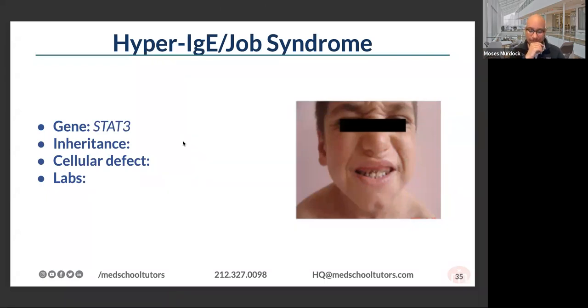And what about the inheritance? Is it X-linked? Is it autosomal dominant? Is it autosomal recessive? So it's autosomal dominant. And then what is the cellular defect? And by that, let me maybe give you a more specific question. What subset of T cells is implicated in Hyper-IgE syndrome?